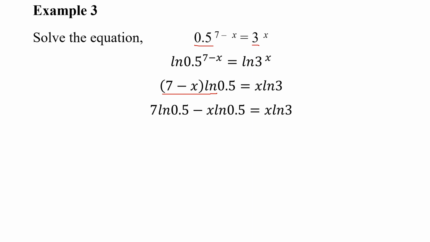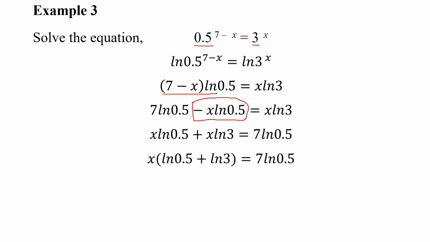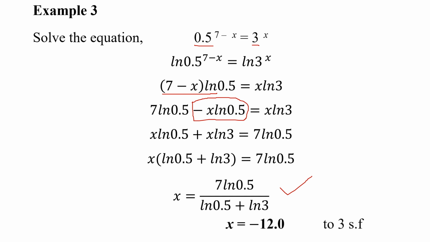All right, let's collect like terms. We have this minus x ln 0.5. Let's take it to the right hand side and it will be adding. So we now have these two terms in x. Let's factorize, then divide by the coefficient of x here. Let's divide both sides by ln 0.5 plus ln 3 like this. This is the exact value of x. Then the rounded value of x is minus 12 to 3 significant figures.